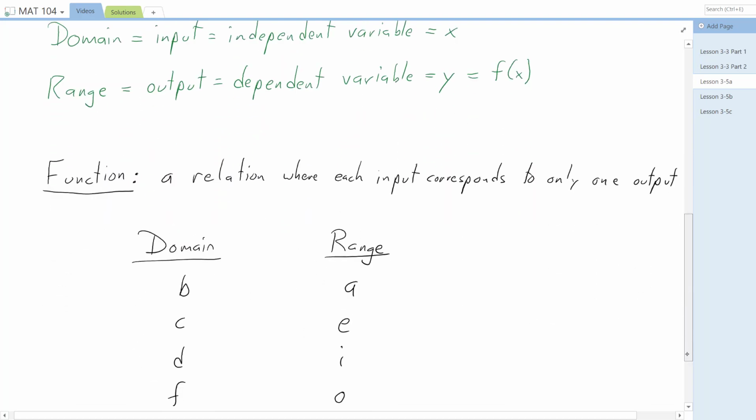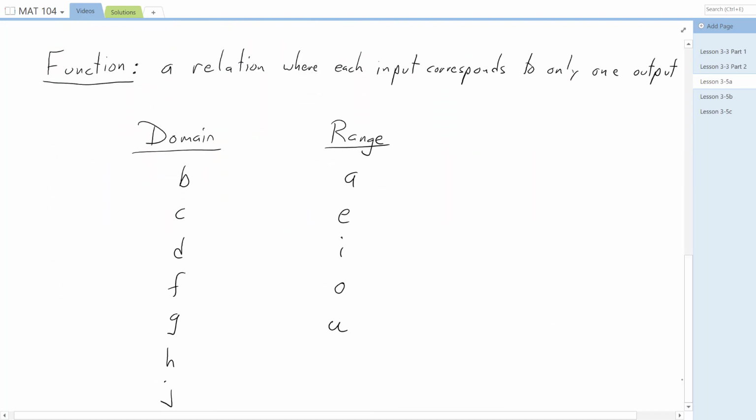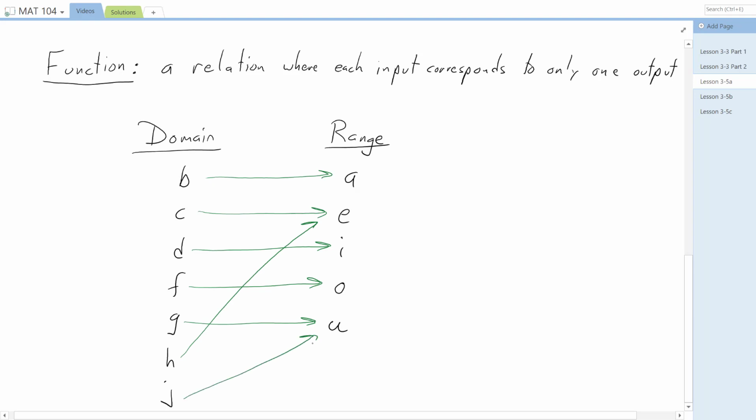All right, so what makes a relation a function? So a function is a relation where each input corresponds to only one output. All right, so let's draw a relation here. Let's say that B is related to A. Let's say that C is related to E. D is related to I. F is related to O. G is related to U. Let's say that H is related to E. And J is related to U. This is definitely a relation. Pretty much anything where we draw arrows from the left-hand side to the right-hand side is automatic relation. Our goal is to try to figure out whether we have a function or not.